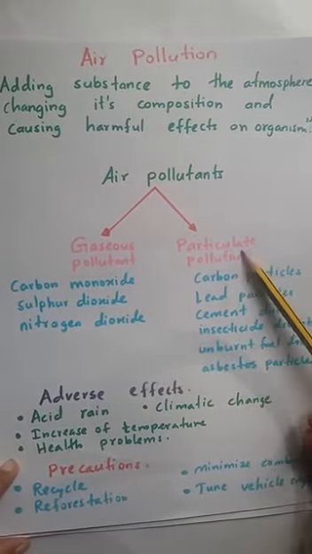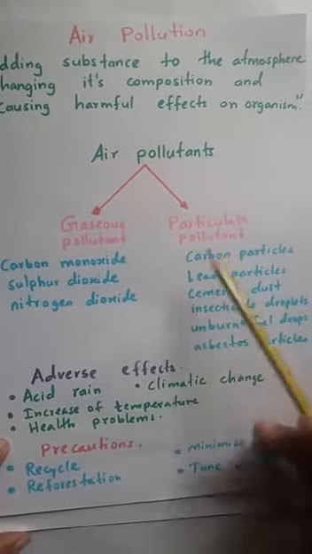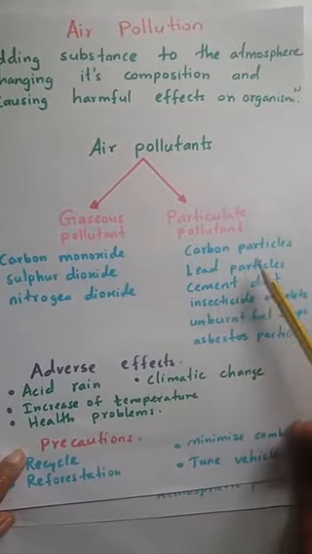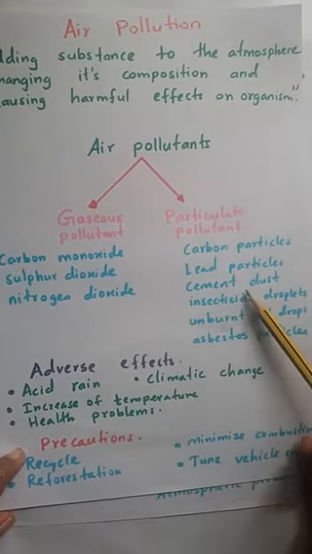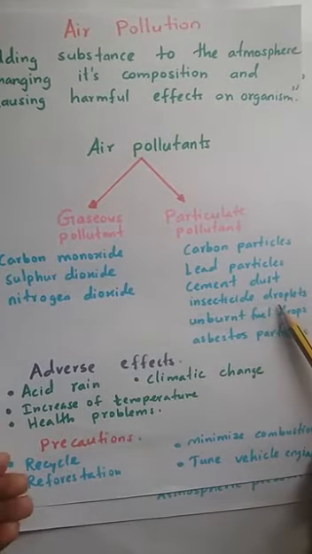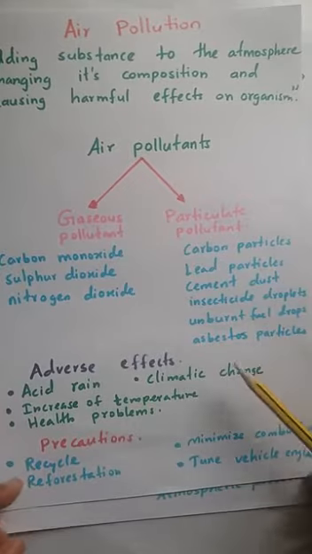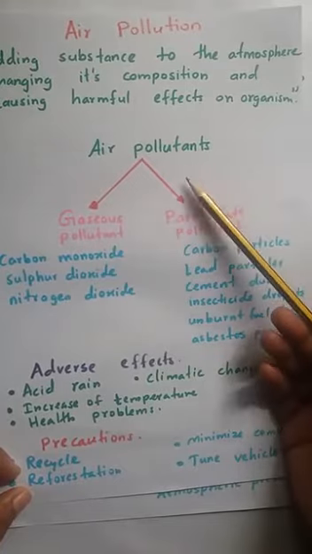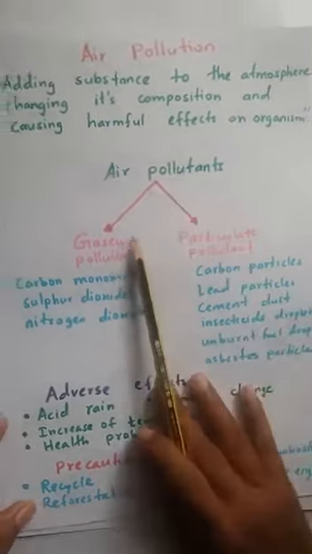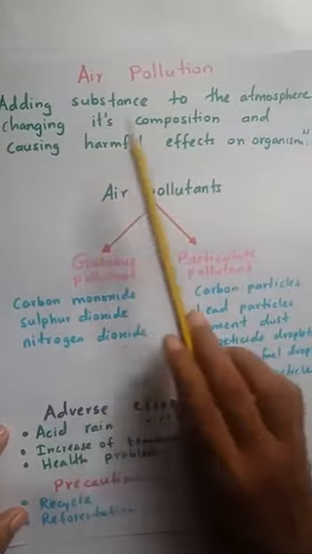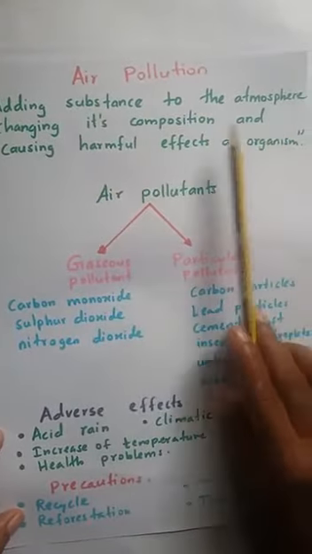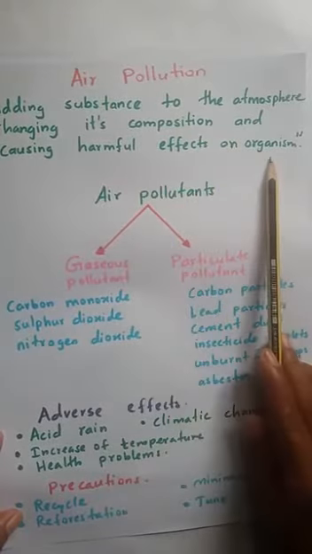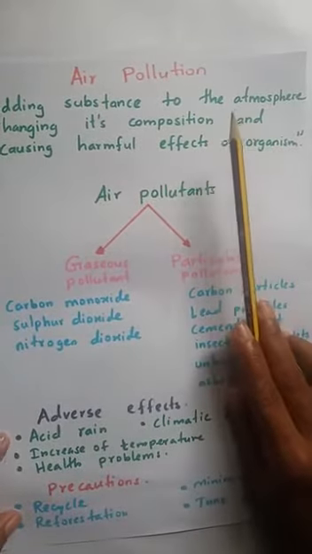Then we have tiny dust-like particles that are released by the vehicles and factories with the smoke, that is carbon particles, lead particles, cement dust, insecticide droplets, unburnt fuel drops and asbestos particles. All these are air pollutants. They are going to pollute the atmosphere. So what is air pollution? Adding substances to the atmosphere and changing its composition, causing harmful effects to an organism. This is the definition for air pollution.